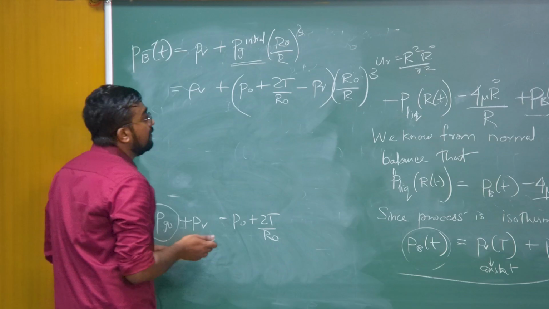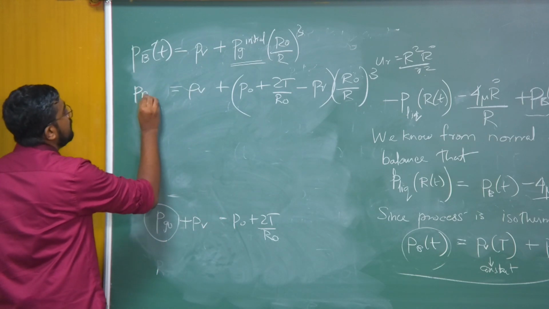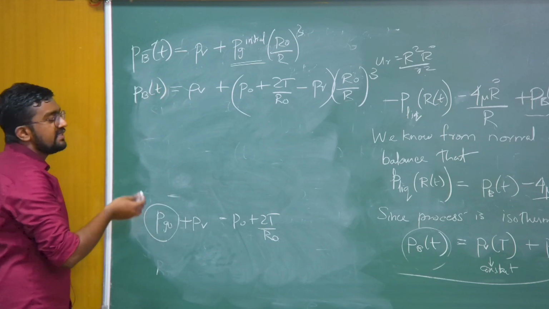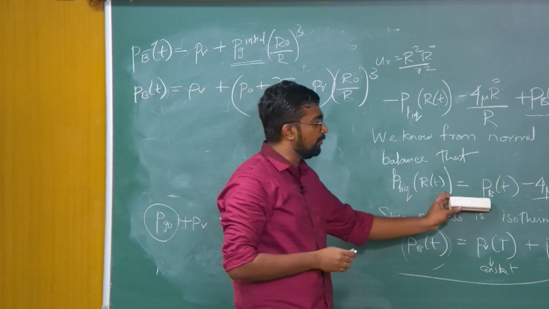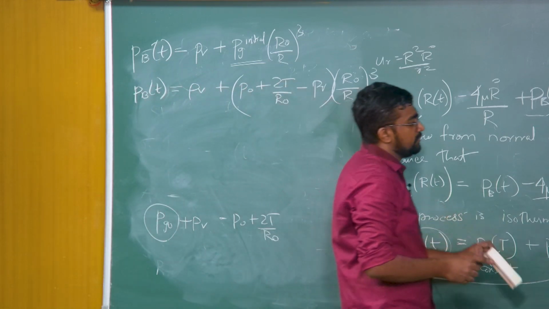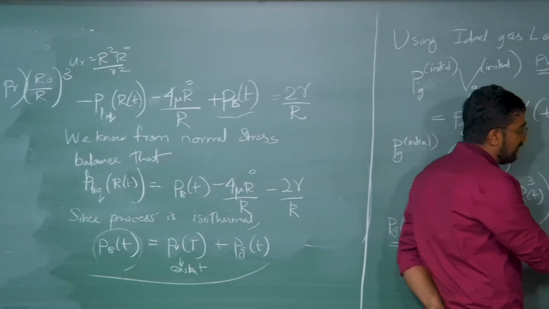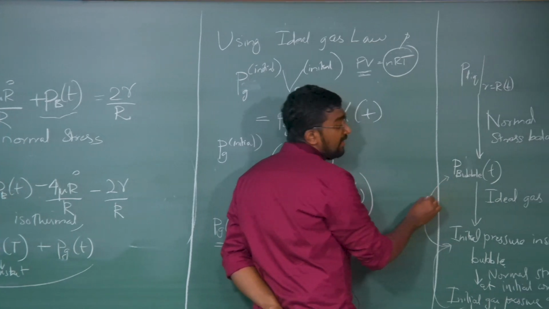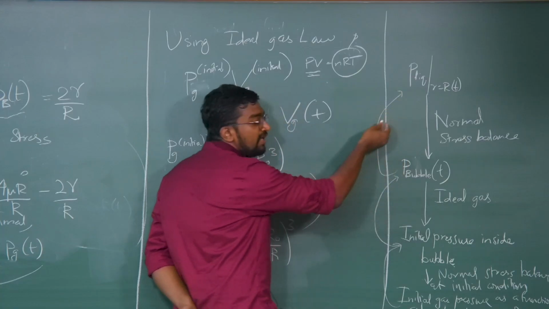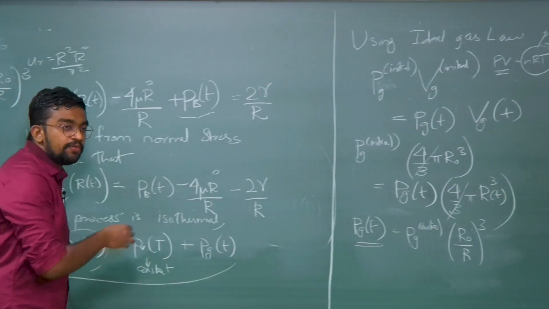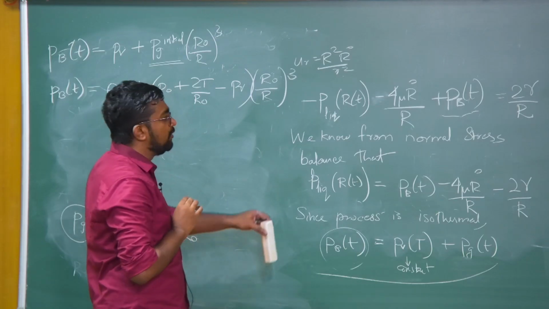So, this is the Pb of T, or the bubble pressure, a pressure inside the bubble at any given time. Now, this we need to substitute here to get the liquid pressure. So, we substituted the initial gas pressure back in the gas pressure at any given time. Then we substituted the vapor pressure and got the bubble pressure. Then we are substituting it back into the liquid pressure to get the liquid pressure close to the interface. That was our main objective.